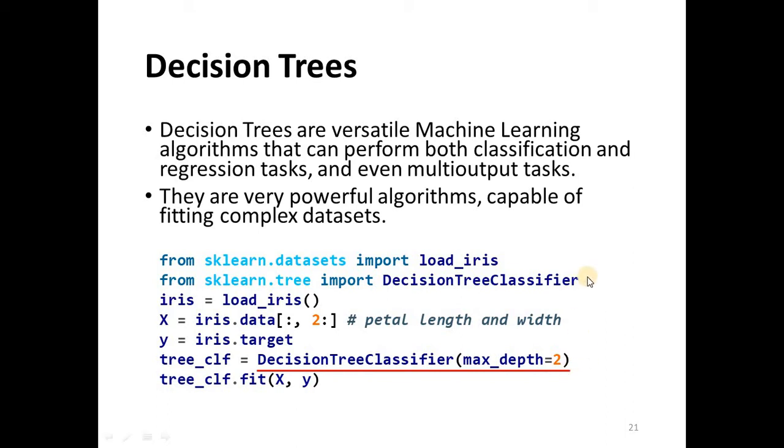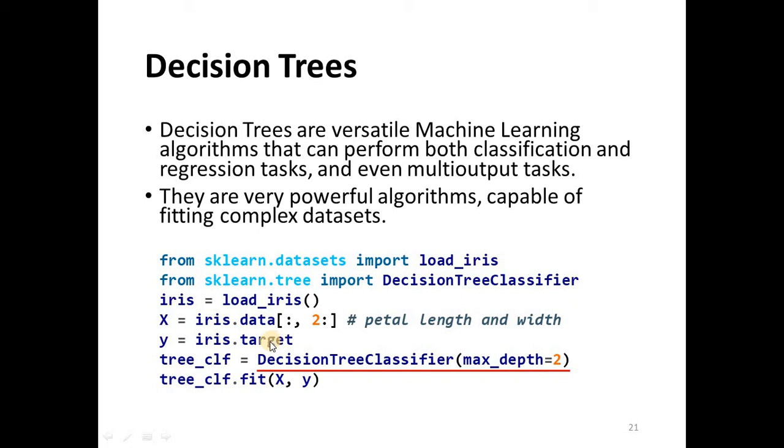Here I have an example. We're going to use the iris dataset. Here we import the decision tree classifier class from the tree group of scikit-learn. We first load the dataset. We're going to use only two features, the petal length and width.